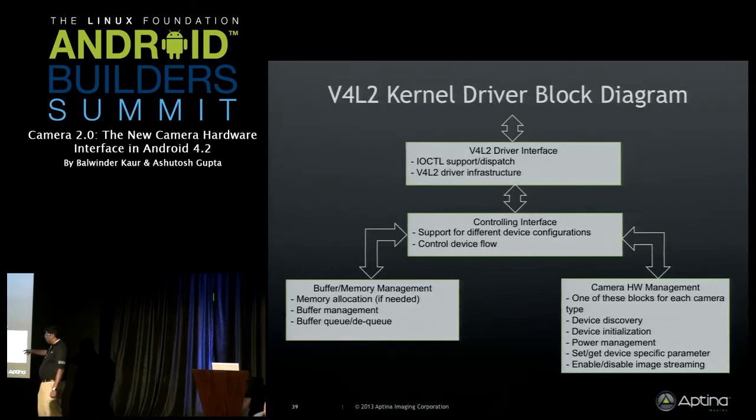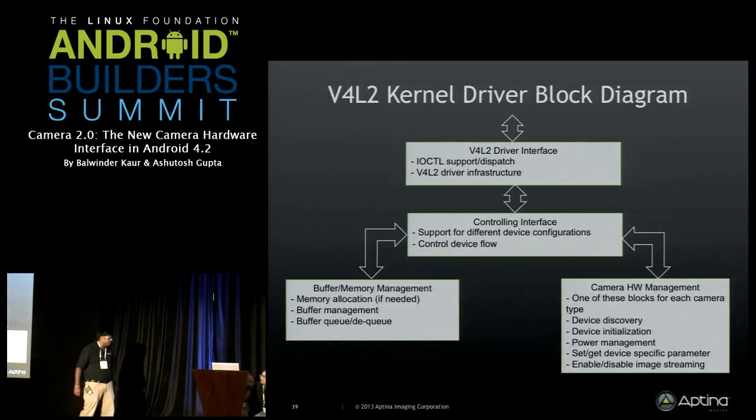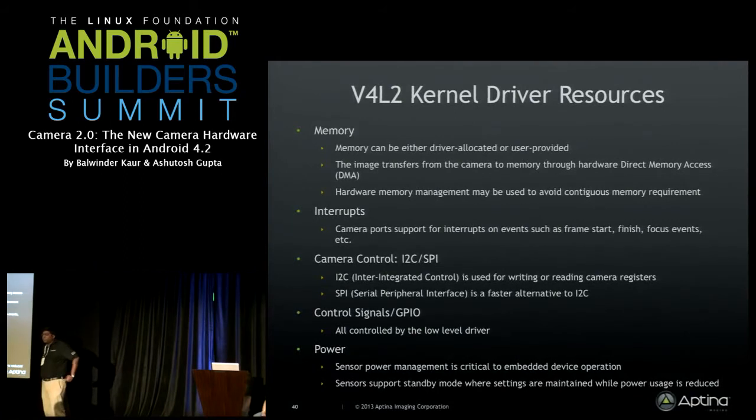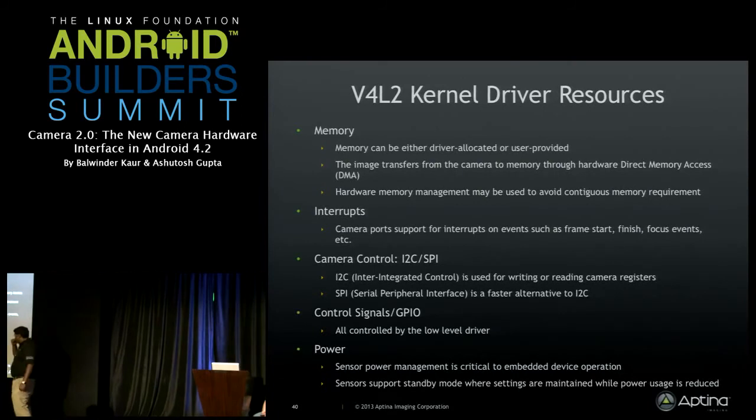Then it also enables and disables image streaming, which helps you to get the streaming out of the camera. Some of the important resources which V4L2, or any camera driver for that matter, has: memory. As I have told you, memory can either be allocated at the driver level if you are in need of physically contiguous memory, or there is some intelligent hardware present now which avoids you having to use physically contiguous memory, because it's very expensive. So it depends upon the kind of hardware that you are using.